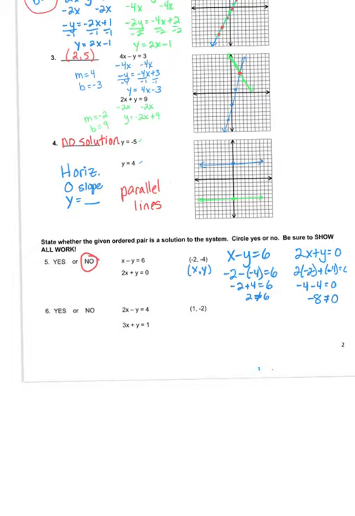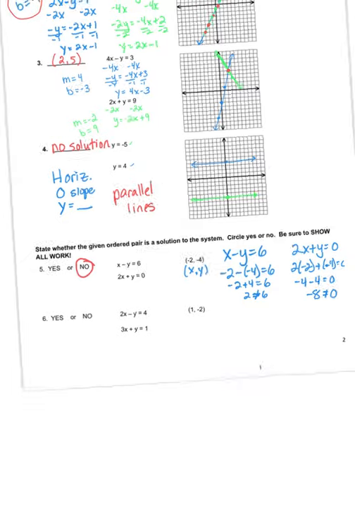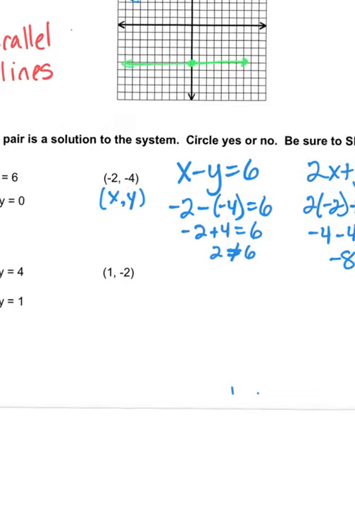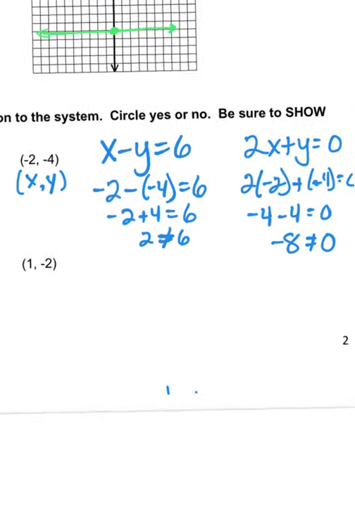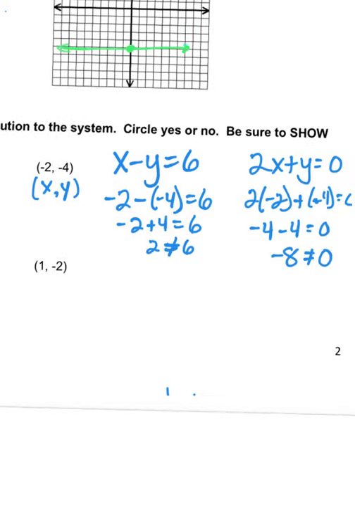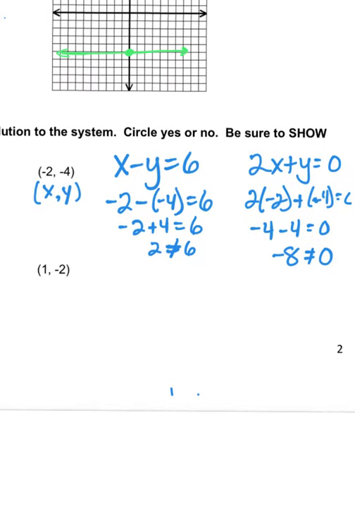Okay, so do the same thing for our next problem. Let me bring this over here a little bit. I will do this one in green, just so you have this one in green. So the two equations that we have are 2x minus y equals 4, and 3x plus y equals 1.